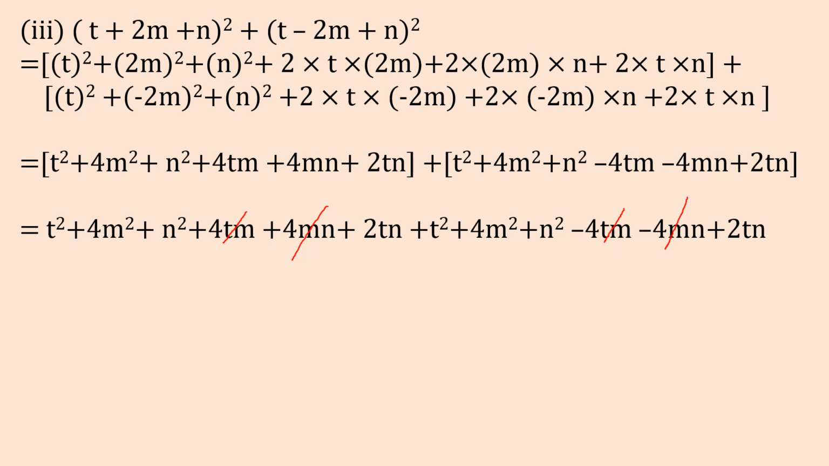So now the remaining like terms will add. So you will get, students, t square plus t square, 2t square, 4m square plus 4m square, 8m square, n square plus n square you will get 2n square, and this one 2tn plus 2tn you will get 4tn. So this is your answer for this expansion.